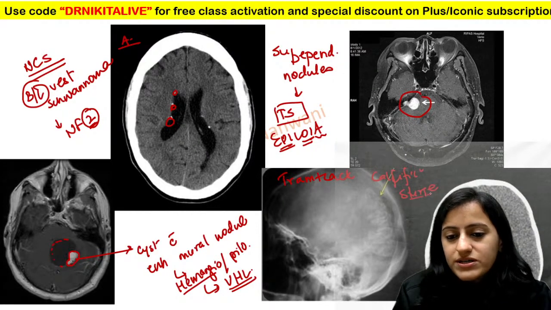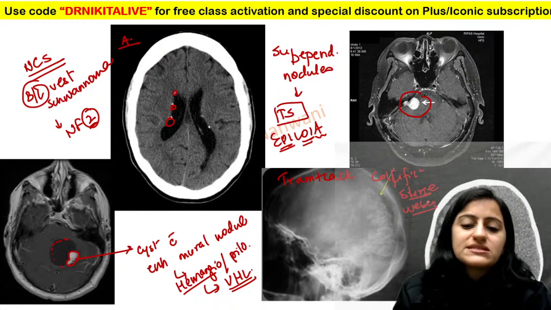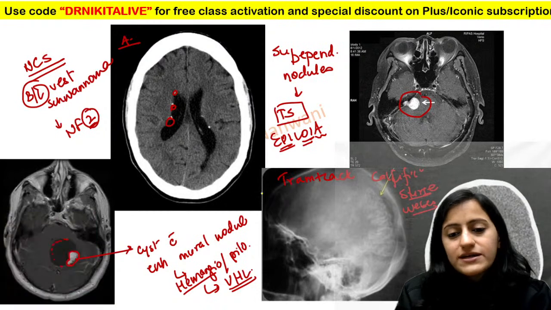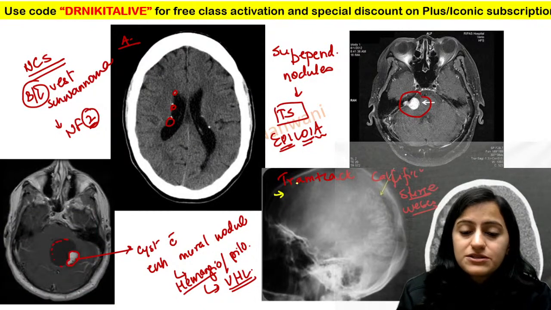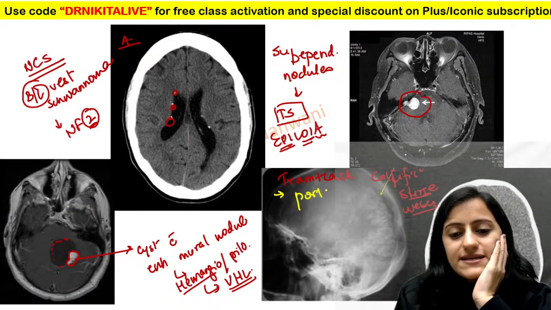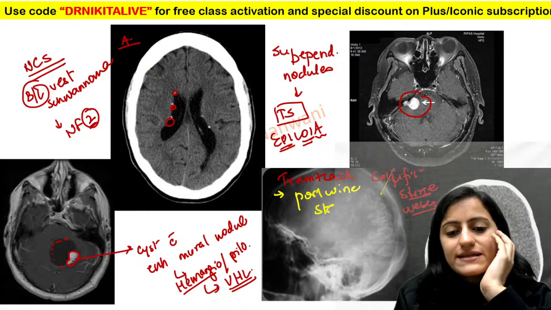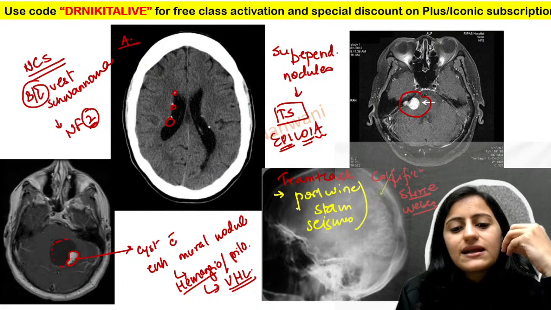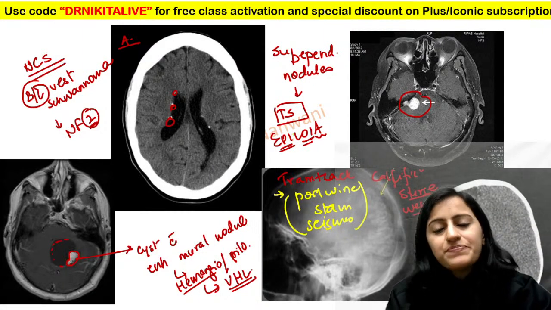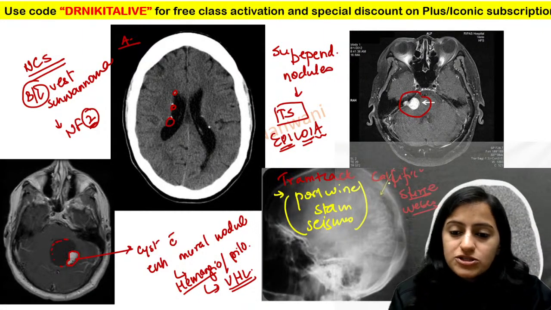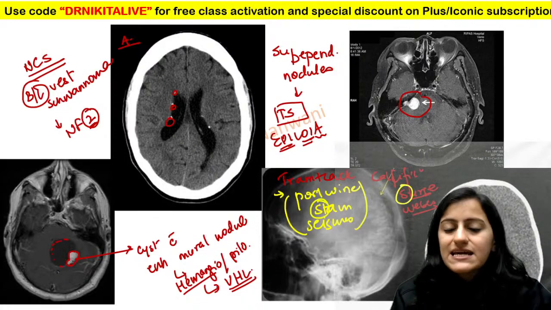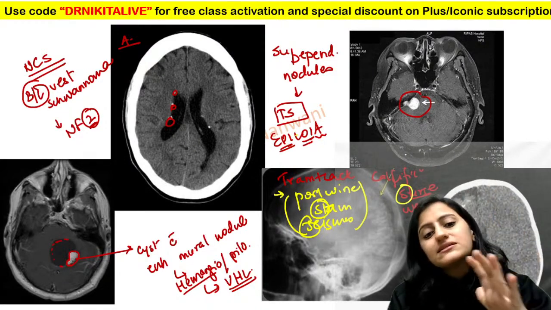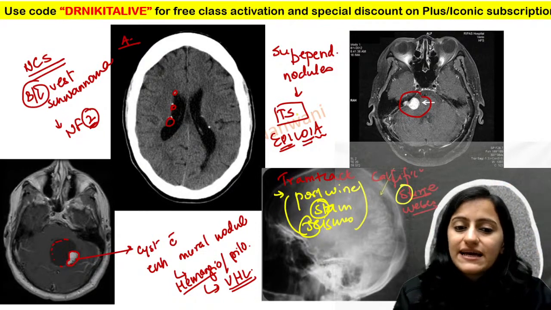Very, very important. Tram track calcification, Sturge-Weber syndrome. And in Sturge-Weber syndrome, what history do we have? Port wine stain. A patient with port wine stain on the face along with seizures. That is the classical history that is given in Sturge-Weber syndrome. So remember, Sturge-Weber has a stain. Sturge-Weber has seizures. So stain with seizures is Sturge-Weber syndrome, SSS.